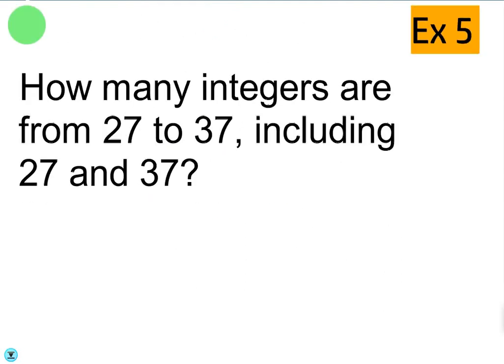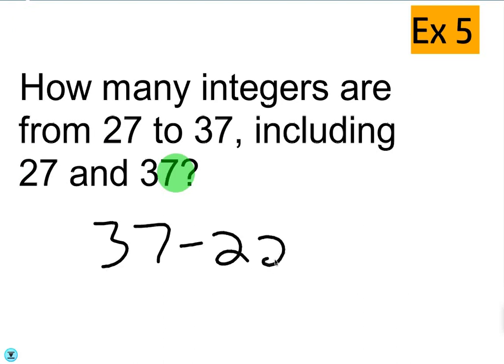And do a few more. How many integers are from 27 to 37, including both 27 and 37? Again, you've got to do your work here. I mean, it's not just 10, right? Because that'd be the difference between them. You have to add 1 to that number to get all the numbers from 27 up to and including 37. So it's going to be 37 minus 27 plus 1.